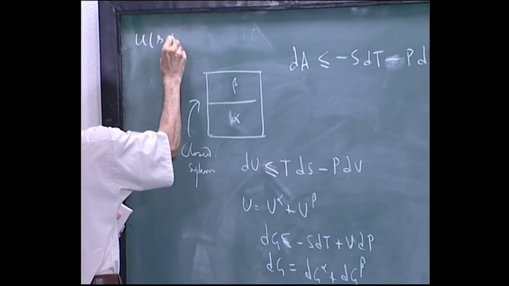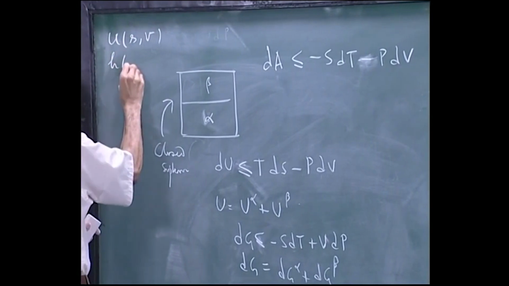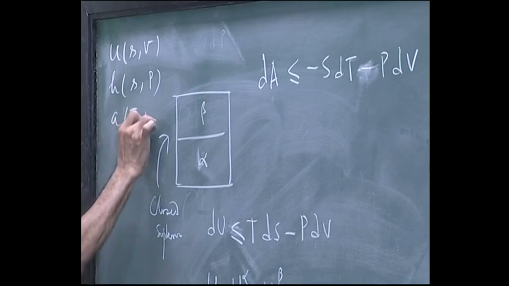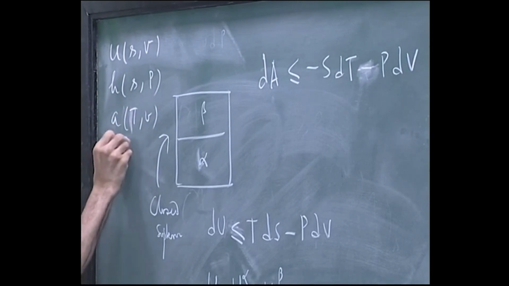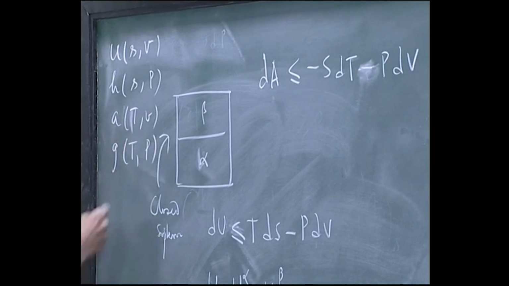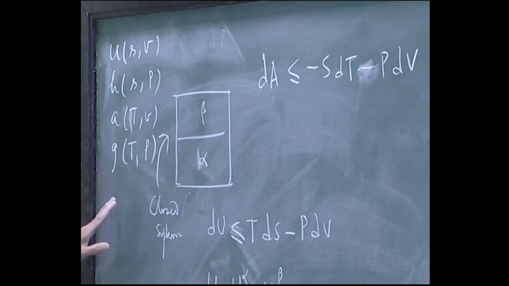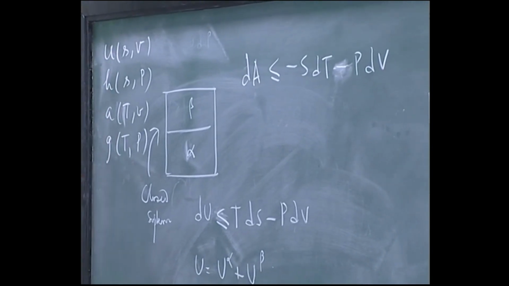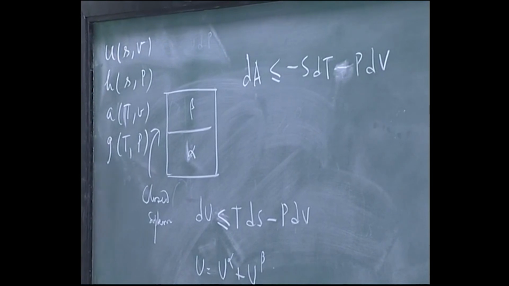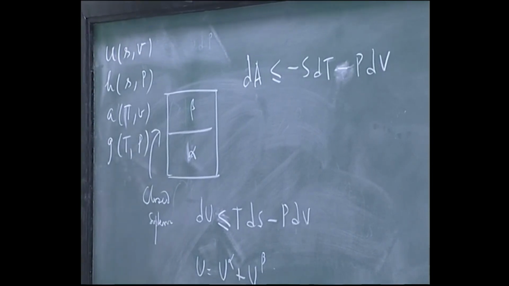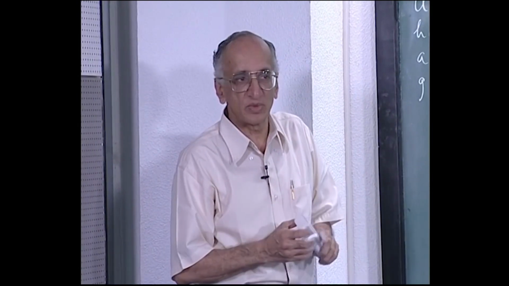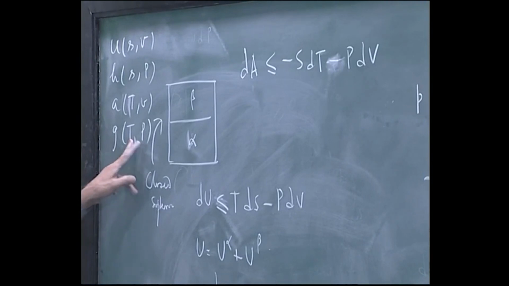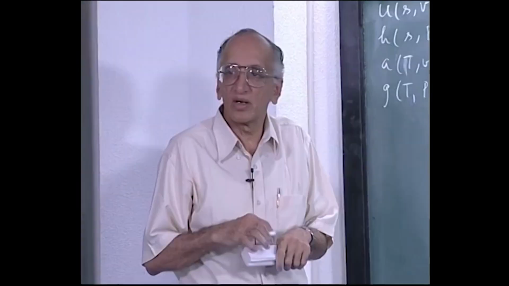U is a natural function of S and V, H is a natural function of S and P, A is a natural function of T and V, and G is a natural function of T and P. So we will use this as a thumb rule, depending on the variables and the constraints we have to impose on the system, we will choose the independent variables. You can choose any two variables as far as pure systems are concerned. Incidentally, that is purely empirical information. We know from experience that given two variables I can reproduce the state of a pure substance. It is always empirical information at all levels.